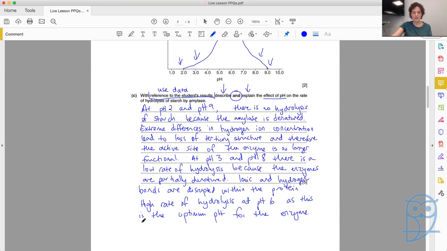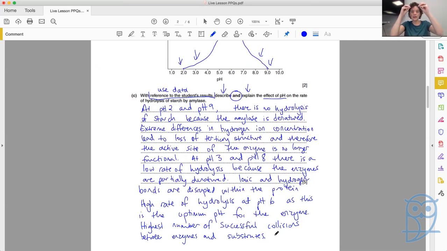Okay, so we have the highest number of successful collisions between enzymes and substrates. So now we have described and we have explained. So what do we see and why is it like that?